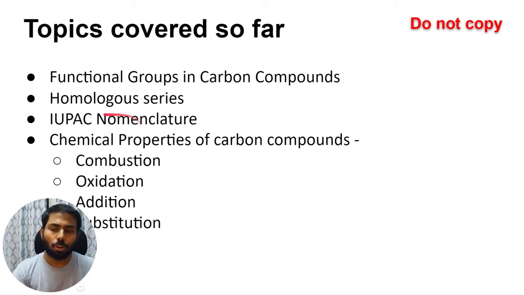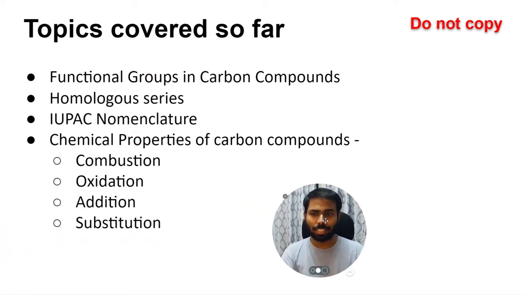Then we had seen IUPAC nomenclature. The steps were: first count the number of carbon atoms, then you will come to know the parent name, then see which functional group is there in that particular molecule, and according to that functional group add prefix or suffix. Prefix यानी parent name के पहले, suffix यानी parent name के बाद में. And the last step is to check on which carbon, what is the number of the carbon atom on which that functional group is. Okay, so that was IUPAC nomenclature.